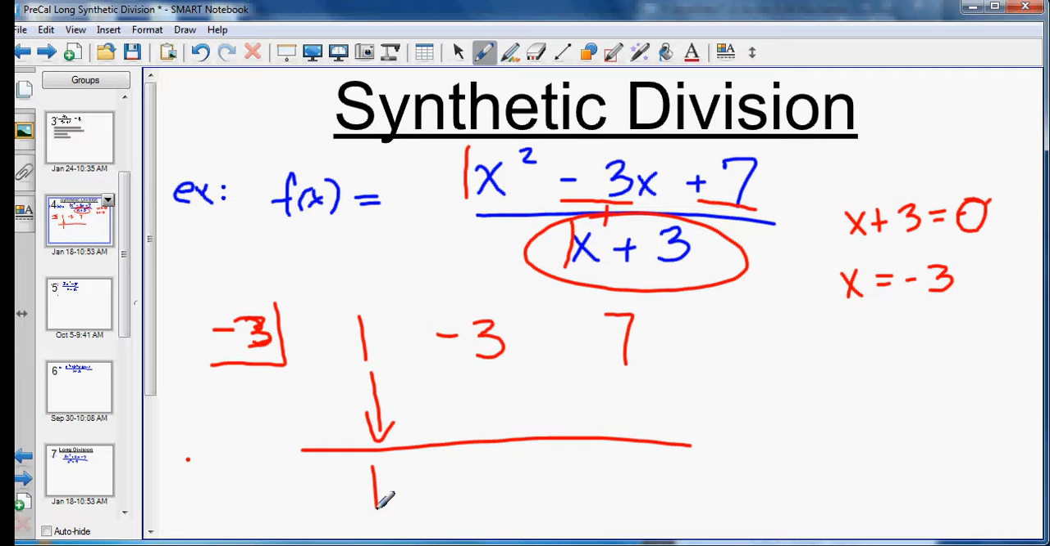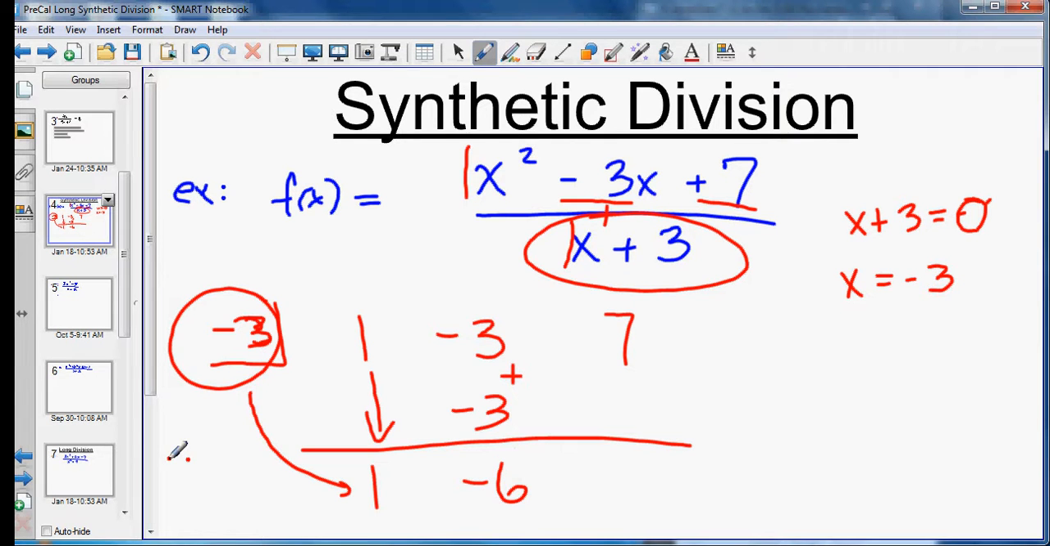Then I multiply the number in the box by this number down here. So -3 times 1 is -3. Then I add these two numbers together. -3 plus -3 is -6.